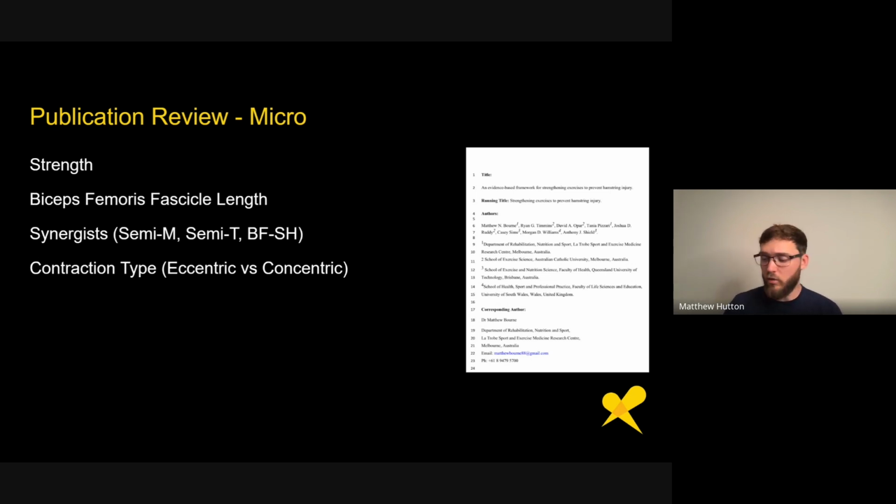So particularly, they were discussing the hip extension exercises versus knee flexion exercises. The hip extension seems to get the semimembranosus and the biceps femoris long head, whereas the knee flexion group seems to get a little bit more of the semitendinosus and the biceps femoris short head. So again, important considerations depending on what your goal is.